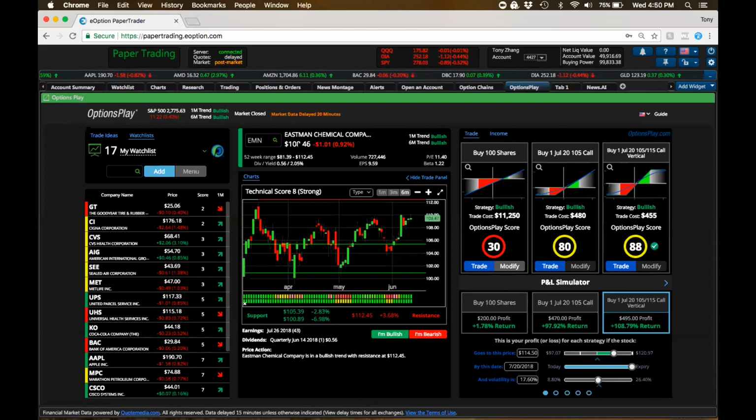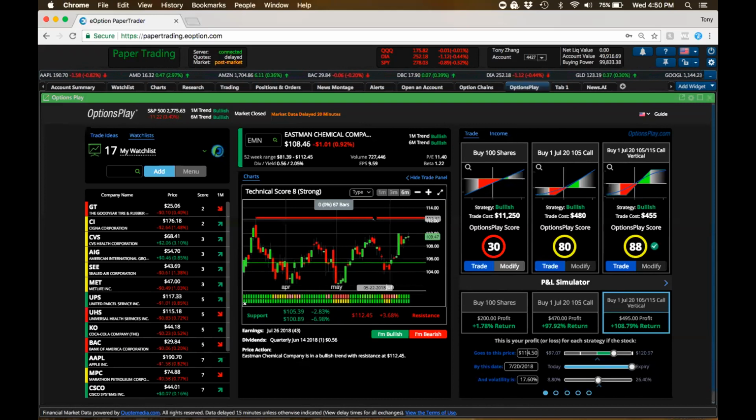So Eastman Chemical is trading at 108. Let's say you think this is going to go up to at least maybe this 52-week high level, which is around 112.5. And this is the part where I was saying that you don't need to do any calculations yourself anymore, because our tool does all of these delta and Greek calculations for you. You don't have to know that this option has a 50 delta, and if the stock goes up $10, your option will go up by $5. It does all of those calculations for you.